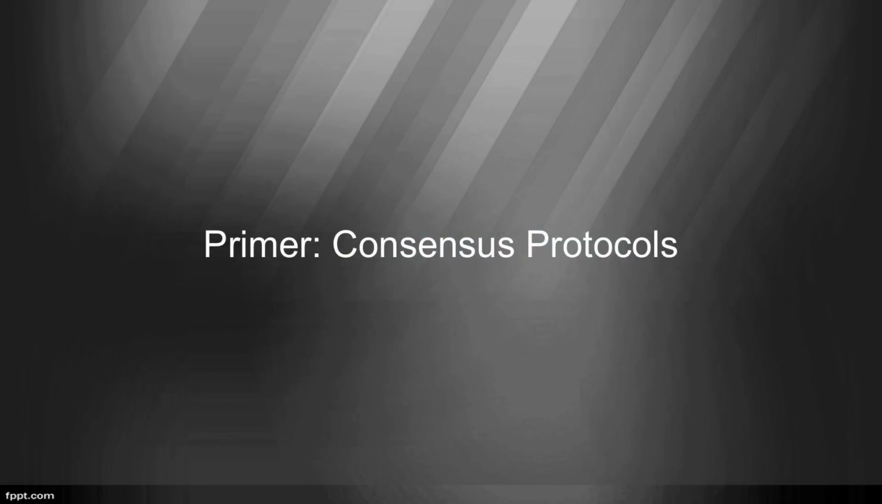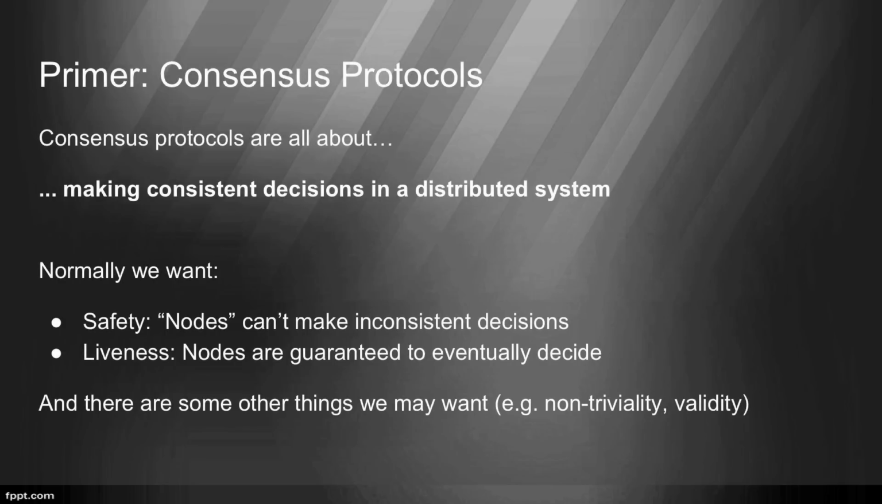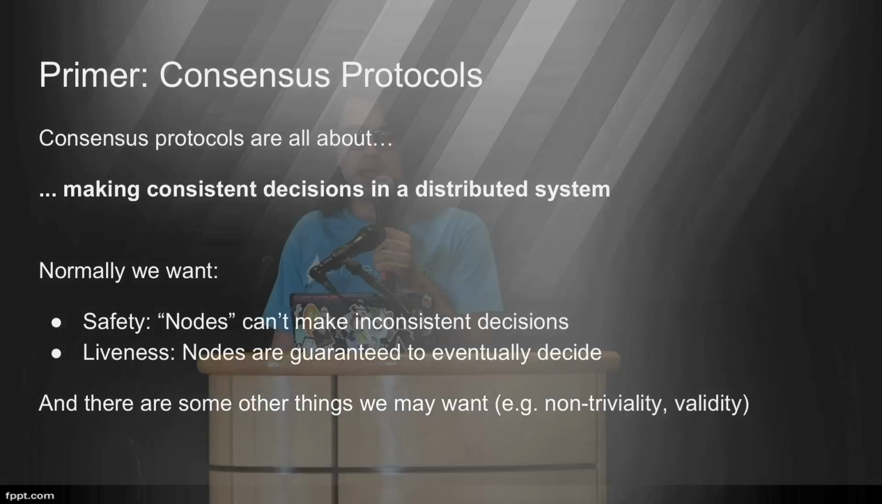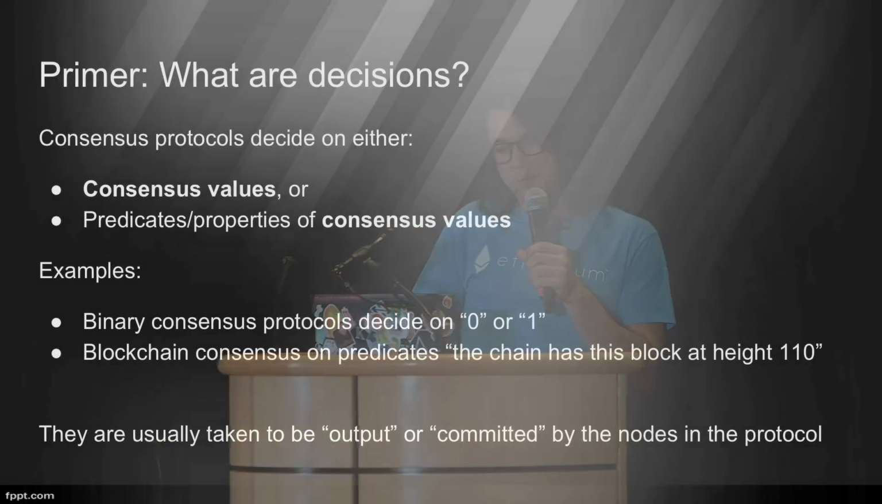What are consensus protocols? Well, they're all about making decisions in a distributed system in a way that's consistent. And this is in the context of all the things that can happen in distributed systems, like faults of various kinds. Normally we talk about safety and liveness, the idea that the nodes running these distributed systems don't make inconsistent decisions, and they eventually do make decisions. There are some other things we want that I'm just not going to cover here for the sake of time.